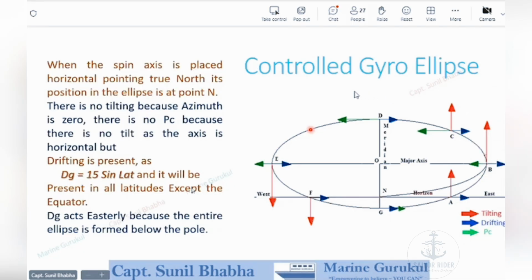So basically, the drifting is independent in this. Drifting is independent. It will keep acting all through. And what will keep changing are azimuth, tilting, and PC. Yes, that's right, beta. Okay sir. Okay, great.